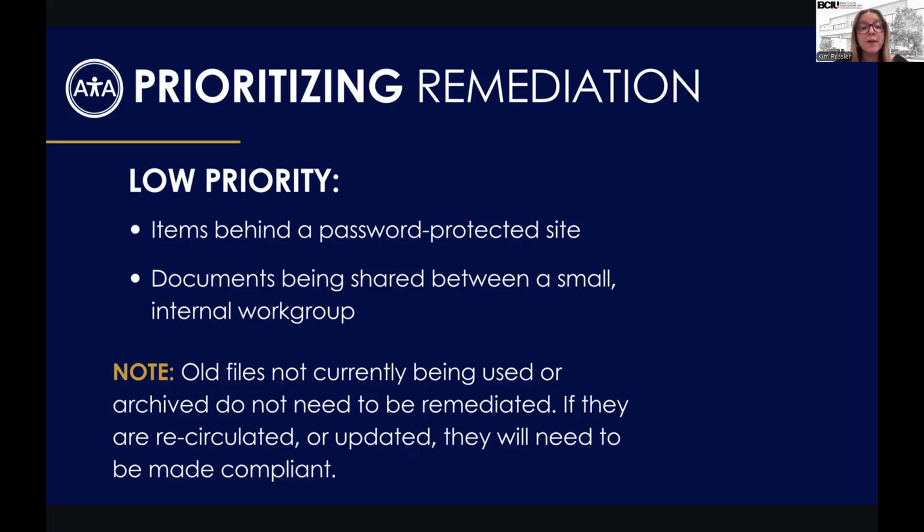So for example, if I have an agenda from 2023 that was posted on the website 3 years ago, and I'm not picking it back up, we're not having that meeting again. It's really just for reference, that would not need to be remediated. But if I'm using the same template for a meeting that's coming up this month, before I sent it out, I would need to make sure that that document was compliant.